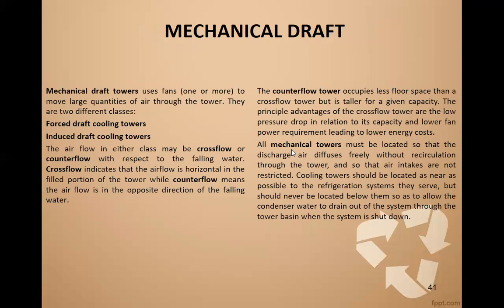Mechanical draft towers use fans, one or more, to move a large quantity of air through the tower. There are two different classes, the forced draft cooling tower and the induced draft cooling tower. The airflow in either class may be cross flow or counter flow with respect to the cooling water. Cross flow indicates that the air is horizontal in the filled portion of the tower, while counter flow means the airflow is in the opposite direction of the cooling water.